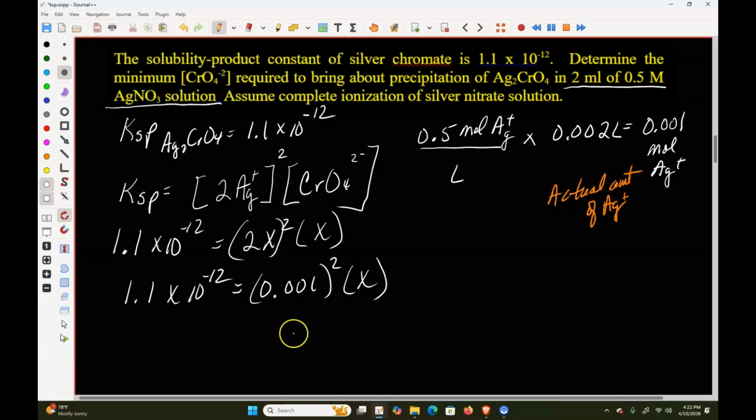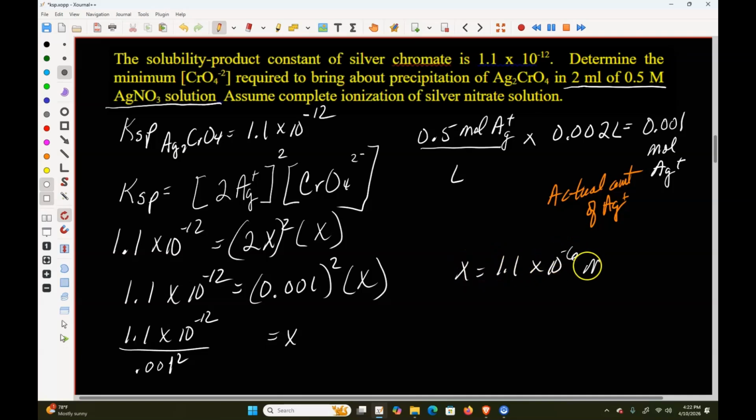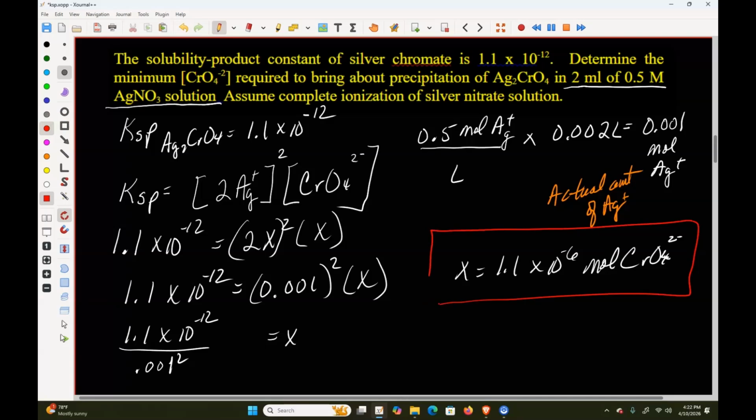So X is equal to 1.1 times 10 to the negative 12 divided by 0.001 squared. So X is going to equal 1.1 times 10 to the negative 6 moles of chromate. So this is the amount that will be required to precipitate silver chromate.